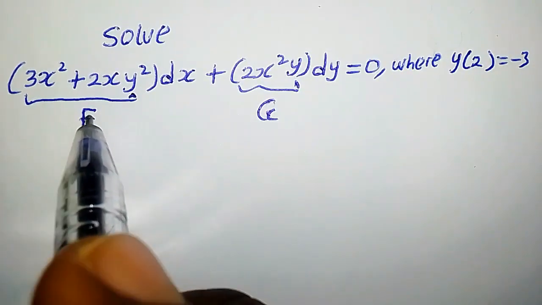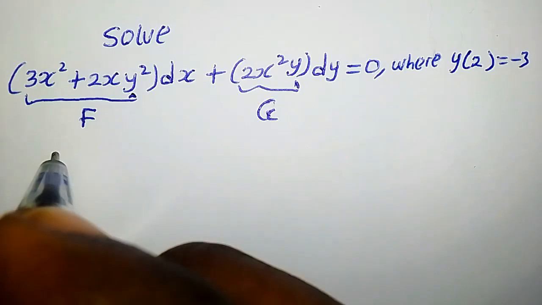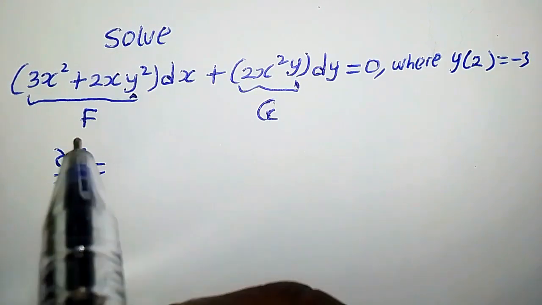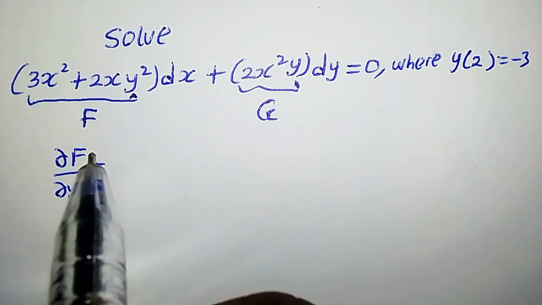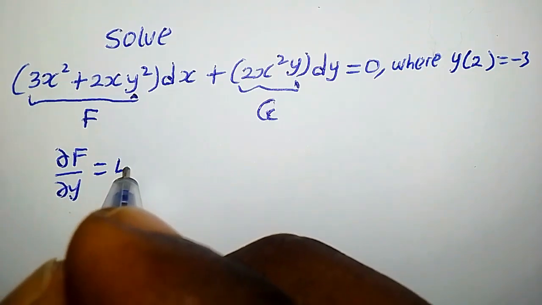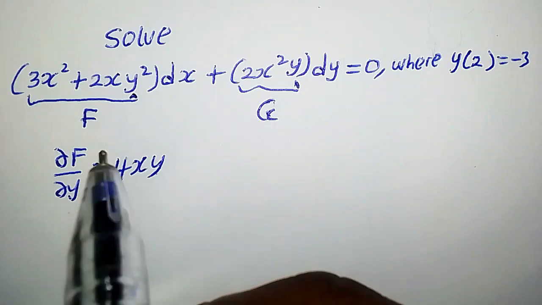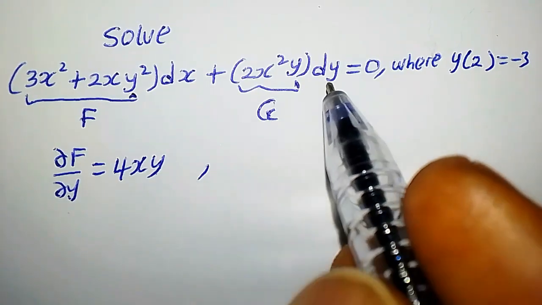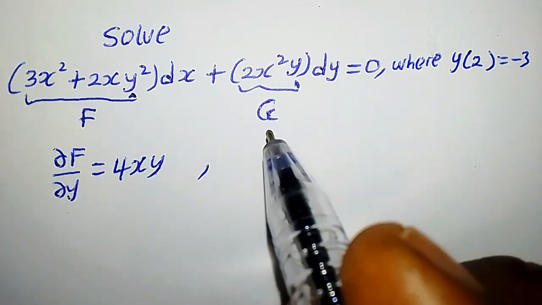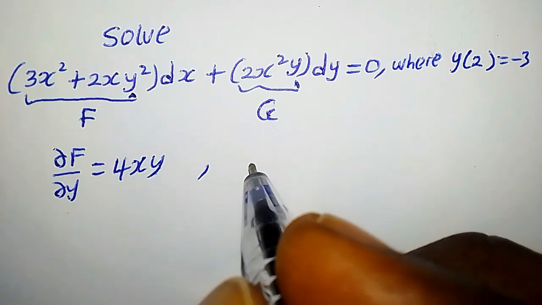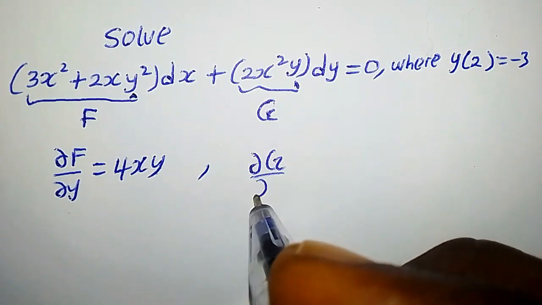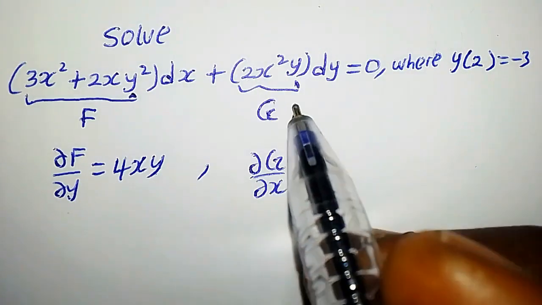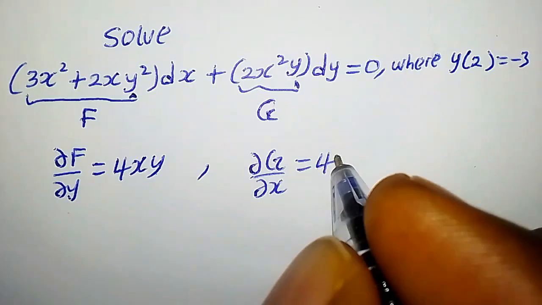The trick is to differentiate this F with respect to y. So that will be partial F, partial y equal to, differentiating this function with respect to y, we simply have 4xy, by considering x as a constant. Also here, we have dy. The trick is to differentiate g with respect to x. So that will be partial g, partial x equal to, differentiating this function with respect to x, we have 4xy.